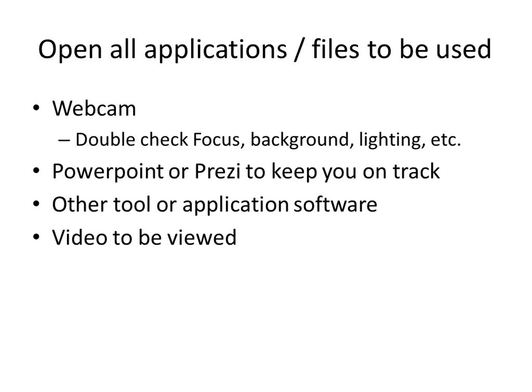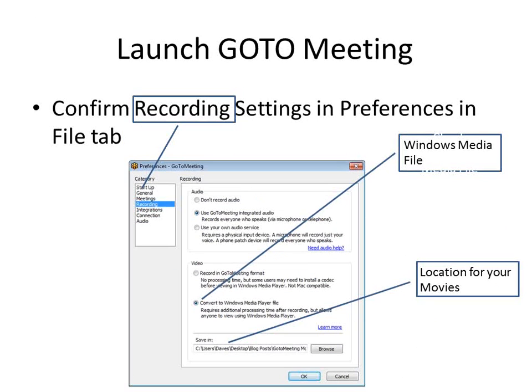So you have all those things, all your applications and files ready to be used on your desktop, ready to go. And once you launch GoTo Meeting, up in the top right-hand corner, you can't actually see it right now because it's not being shown during the recording, but there is a Files tab.